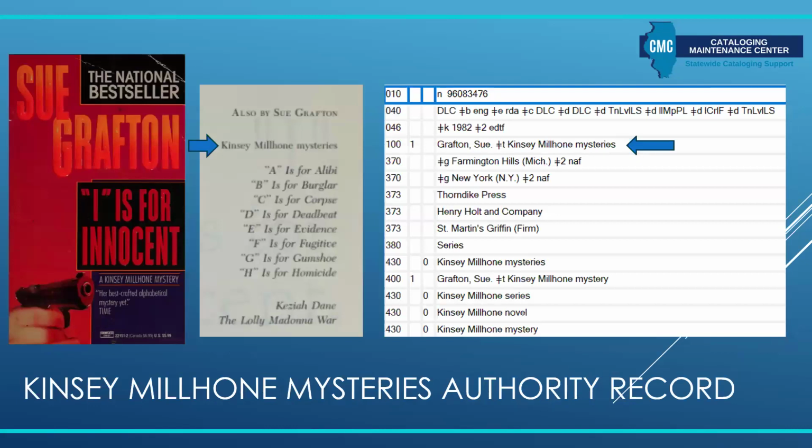So this is I Is for Innocent by Sue Grafton. The front cover image is on the left. The series publication page listing the Kinsey Millhone Mysteries is the middle screenshot. And then the partial screenshot on the right is from the authority file on OCLC showing that the series is a name-title entry. So the authorized series will be in an 800 first indicator 1 field, which is series added entry, personal name, in the bibliographic record.